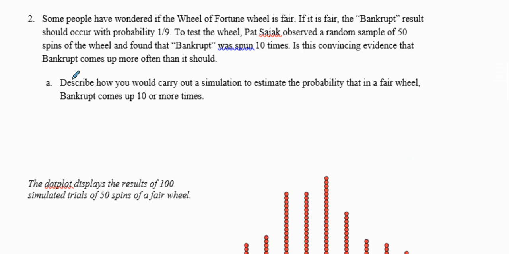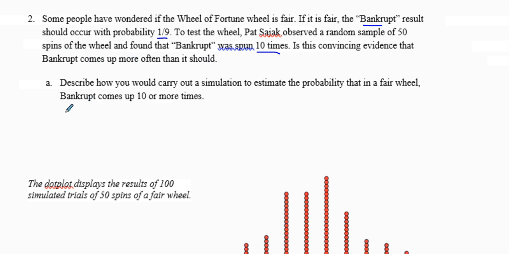The first thing is, some people have wondered if the Wheel of Fortune wheel is fair. If it's fair, then the bankrupt results should be 1 out of 9. To test the wheel, Pat Sajak observed a random sample of 50 spins of the Wheel of Fortune and found that bankrupt was spun 10 times. Is this convincing evidence that bankrupts come up more often than they should?